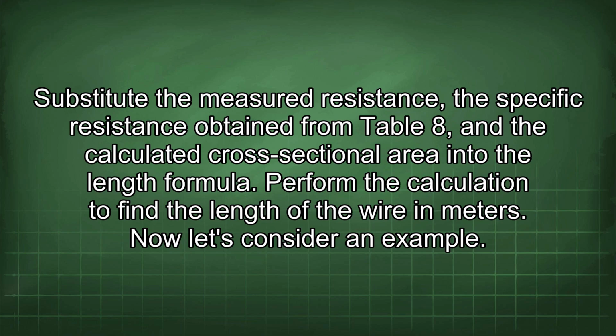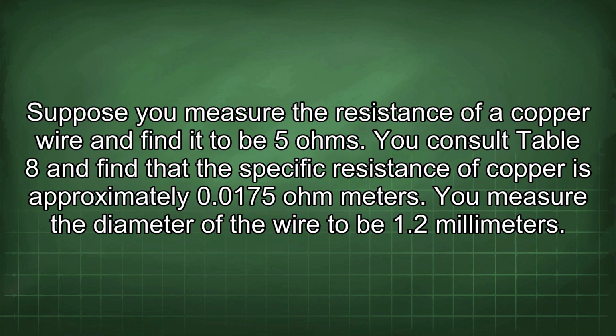Now let's consider an example. Suppose you measure the resistance of a copper wire and find it to be 5 ohms. You consult Table 8 and find that the specific resistance of copper is approximately 0.175 ohm meters. You measure the diameter of the wire to be 1.2 millimeters.